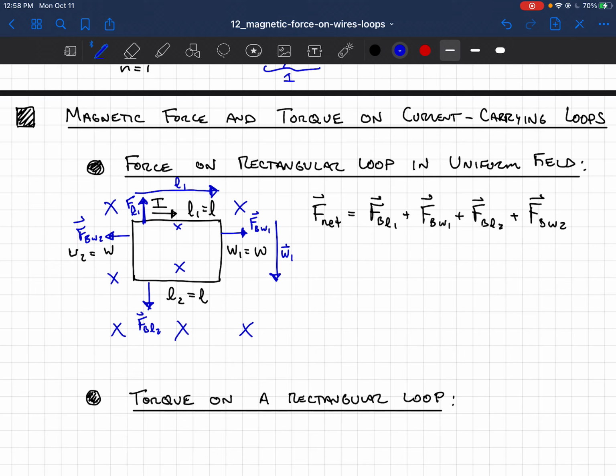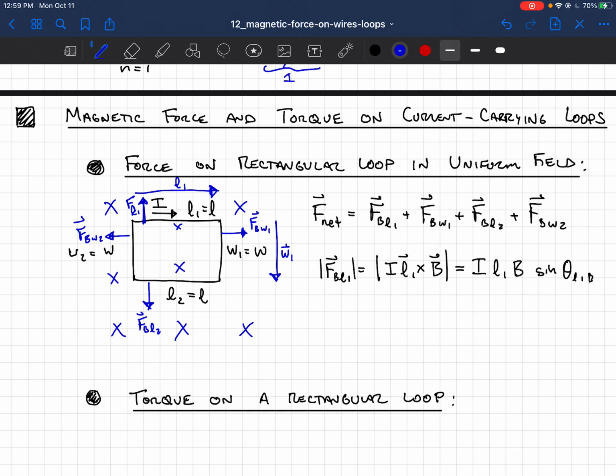So it looks possible that all of those are going to cancel out. Let's examine what the magnitudes are of those vectors. The magnitude of F_B L1 is equal to the magnitude of I L1 cross B, which is I magnitude L1 magnitude B times sine of the angle between L1 and B.